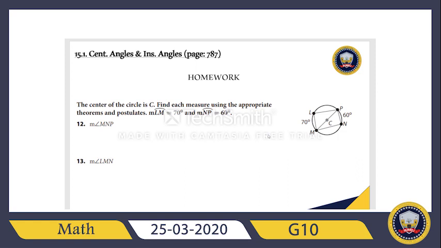Alright, let's finish up. Here you have a simple homework. You have a circle that has a center C, and I want you to find the measure of the angle MNP, that's the first angle, and the second angle is LMN. So please find these two angles. It's very easy homework. Apply the theorems that you have studied so far. You are given this arc LM to be 70 degrees, and you're given NP, that is 60 degrees.